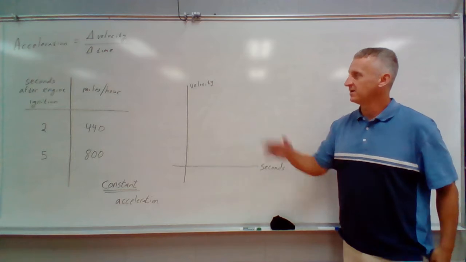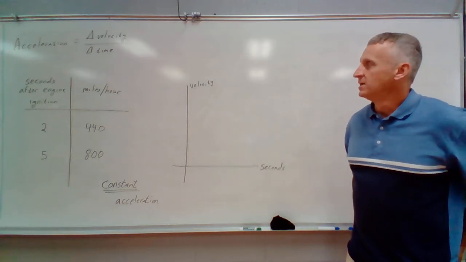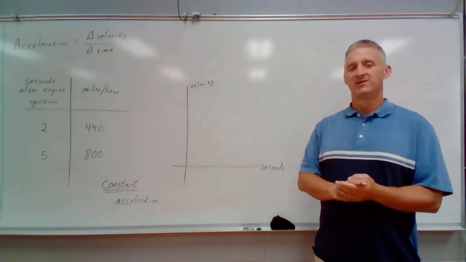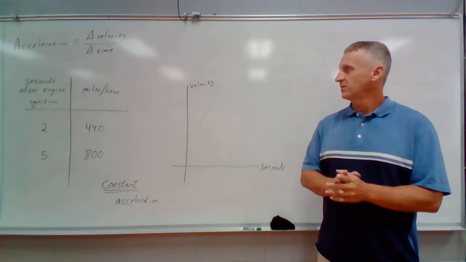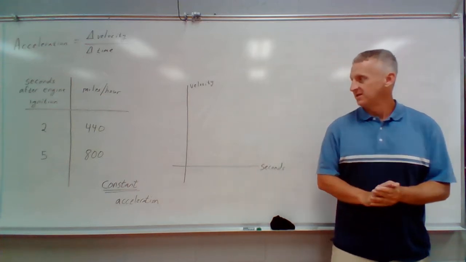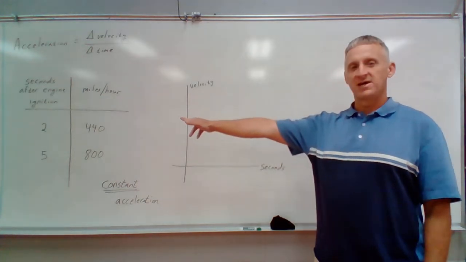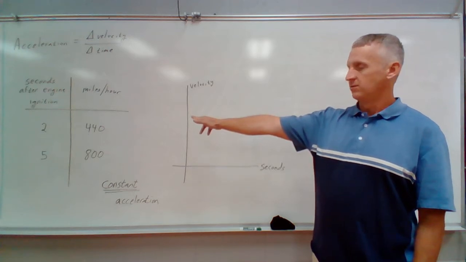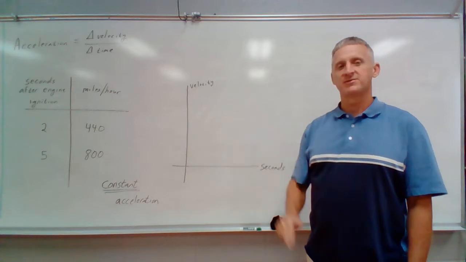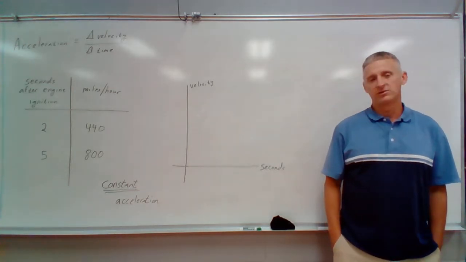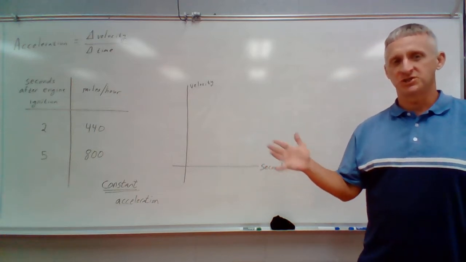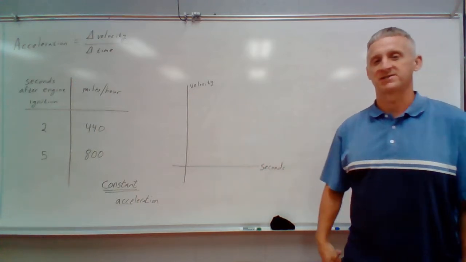Okay, so let's think about this problem. So pretend we got a spaceship maybe flying away from Earth. Okay, the person driving the spaceship ignites the engines. They light the engines. So 2 seconds after they ignite the engines, they're going 440 miles an hour. 5 seconds after they light the engines, they're going 800 miles an hour. So obviously their velocity is changing. They appear to be getting faster.